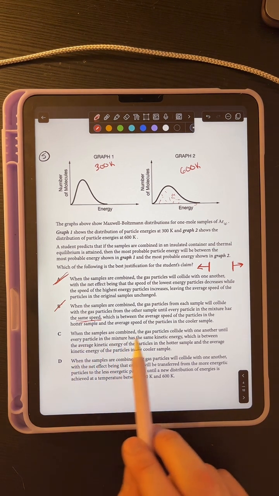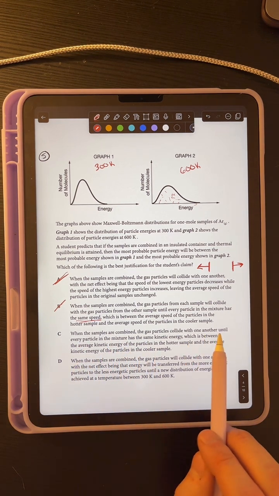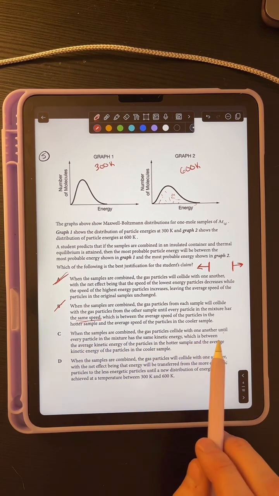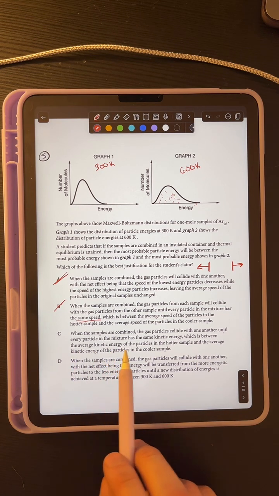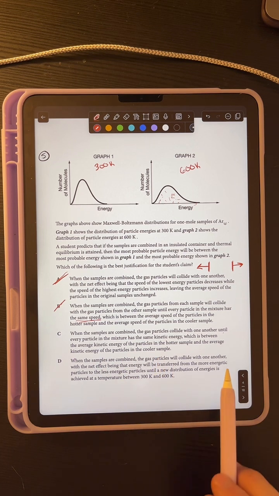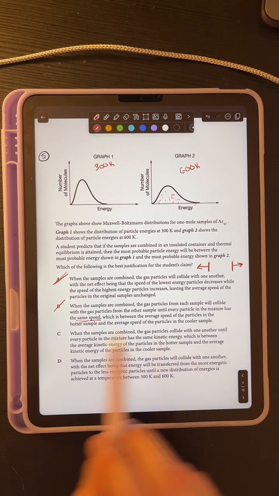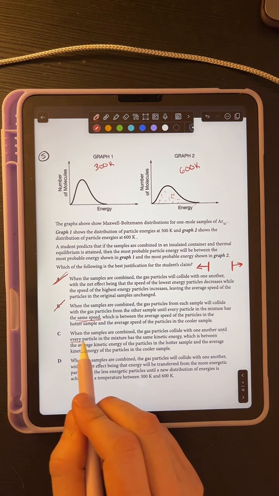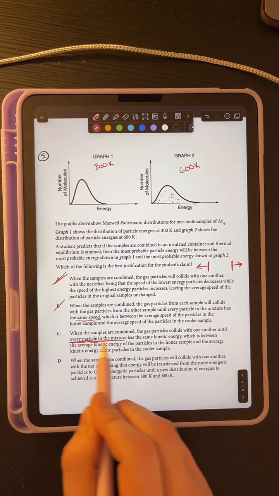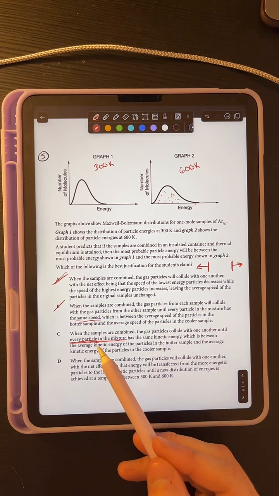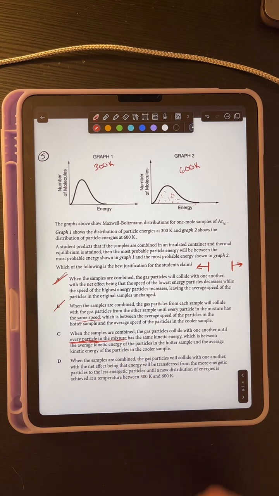C, when the samples are combined, the gas particles collide with one another until every particle in the mixture has the same kinetic energy, which is between the average kinetic energy of the molecules in the hotter sample and the average kinetic energy of the particles in the cooler sample. This sounds okay, but it's quantifying it: every particle in the mixture. So again, everything has the same speed, every particle in the mixture. That's a quantifier.